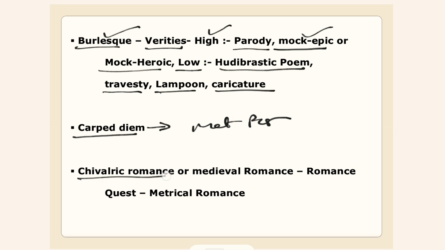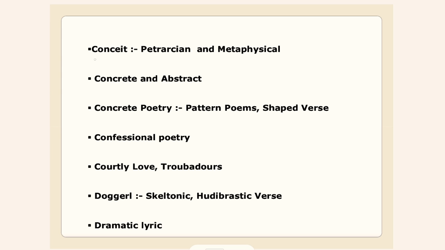Next, chivalric romance or medieval romance. Here it is an ancient time novel. We will discuss this one. And romance, quest, and metrical romance. Next, conceit, nothing but concept or image. Here, Petrarchan conceit and metaphysical conceit. Regarding this, we will bring a detailed video on this one.